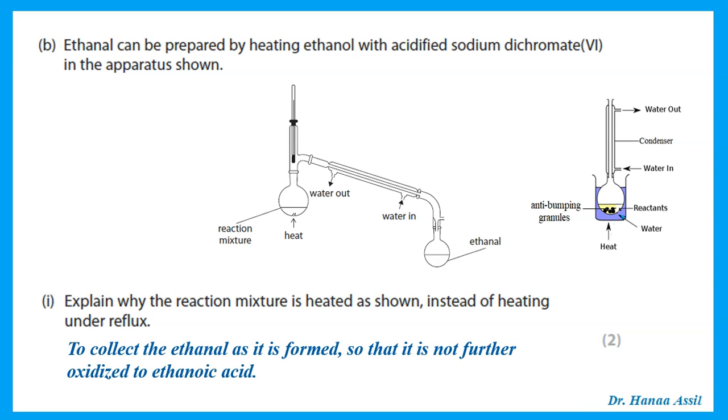This is to collect the ethanal, the aldehyde, as it is formed, so that it is not further oxidized to ethanoic acid. If we use heating under reflux, then what we get in the end is ethanoic acid, not the aldehyde.